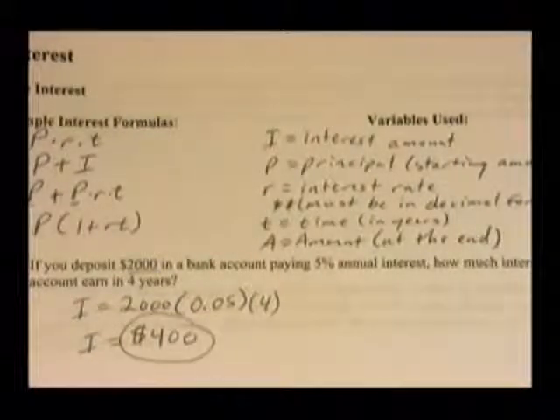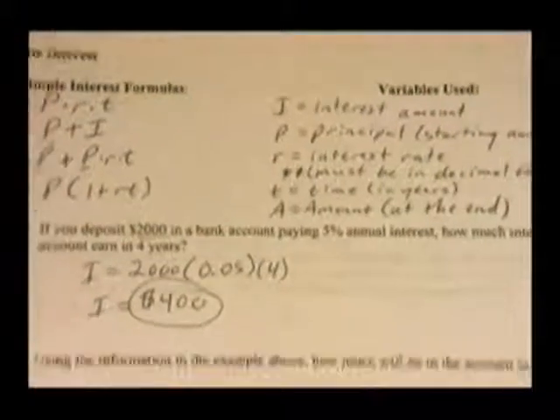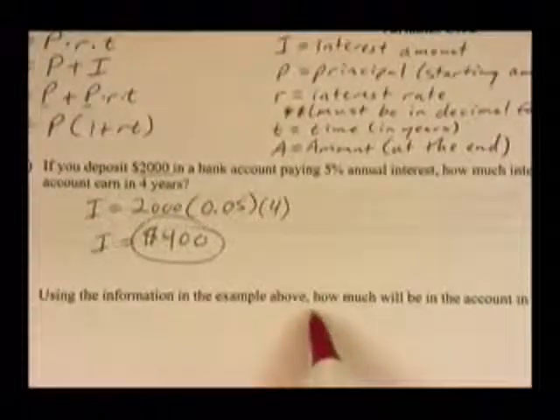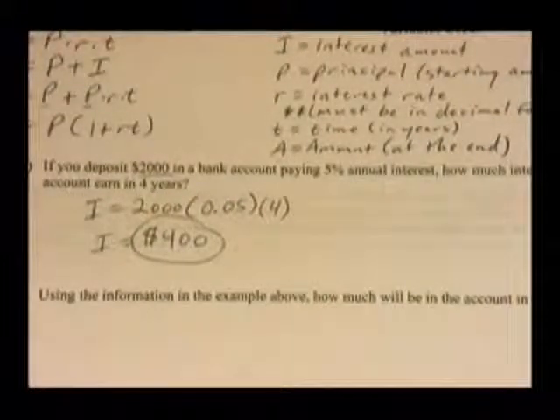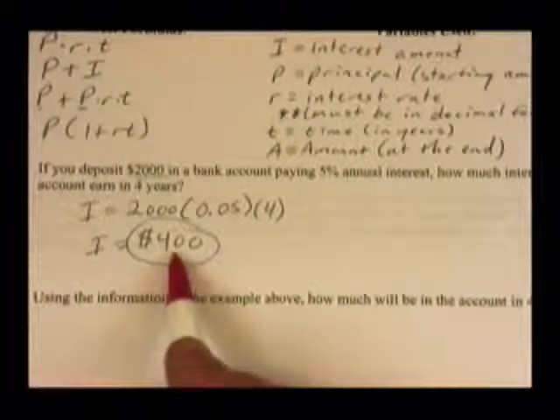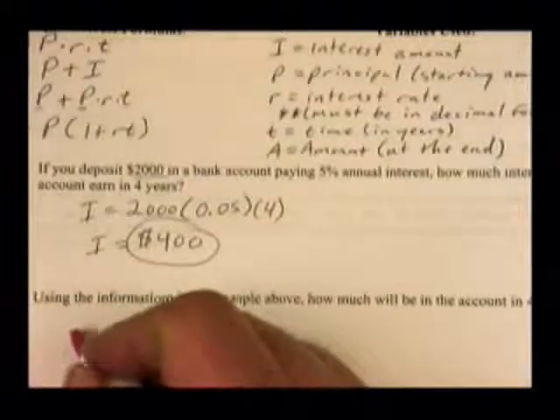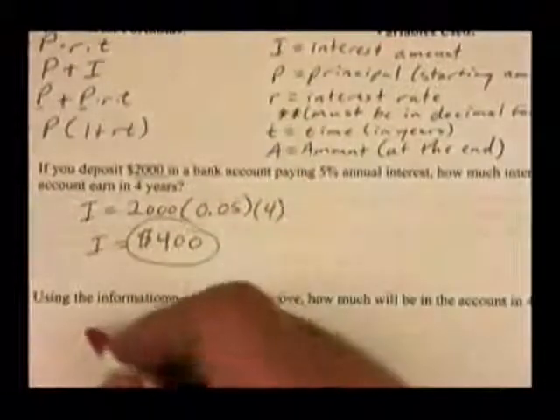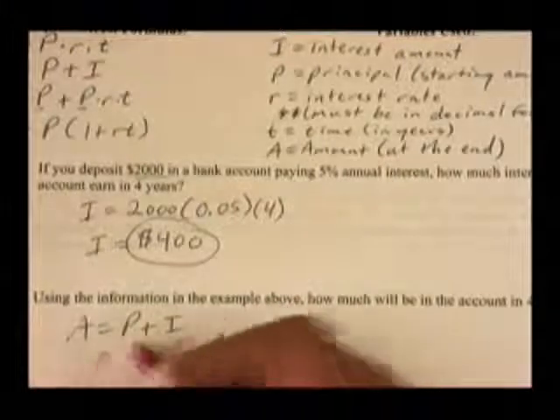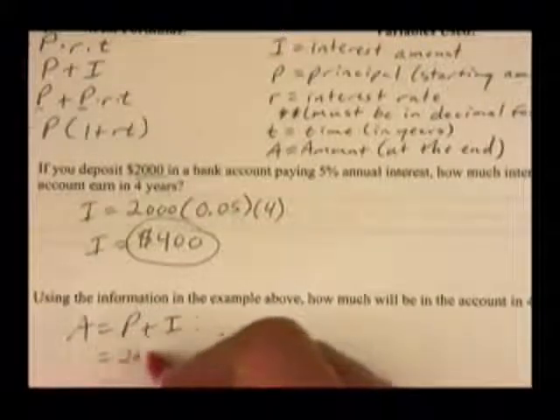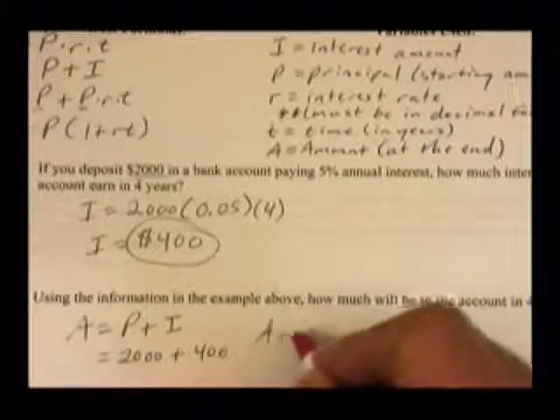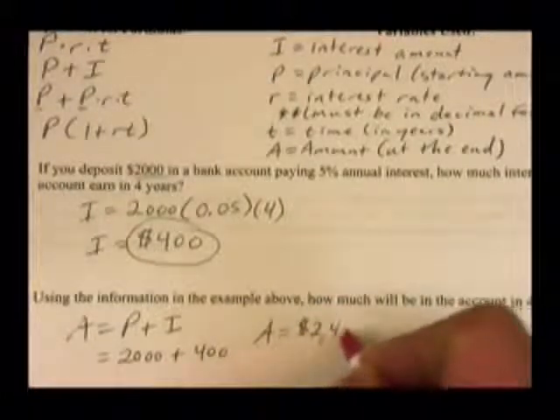All right, if we go to the second one, it says use the information in the example above, so this one right here, to figure out how much will be in the account in 4 years. So now we don't want to know just the interest, we want to know the amount at the end. So A is equal to the principal plus the interest. So in our case, our principal is $2,000 plus our interest, which is $400. So our amount at the end is going to be $2,400.